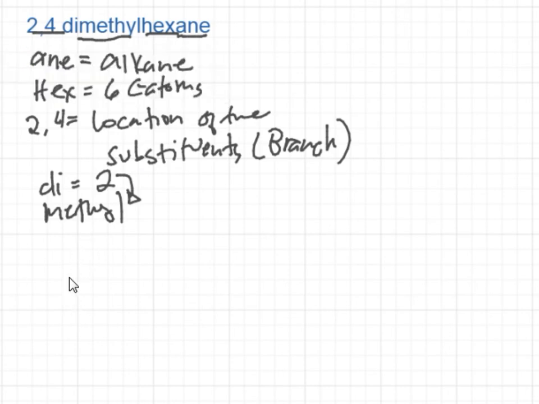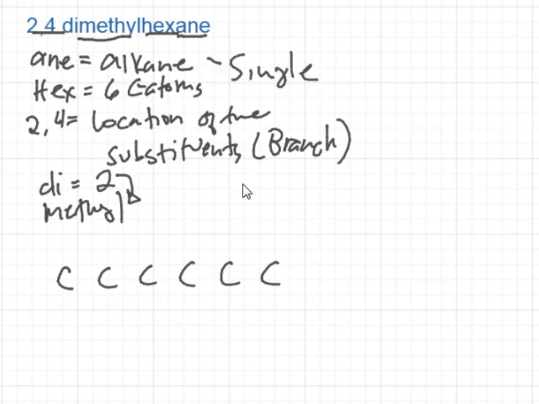So, there are 6 carbon atoms. 1, 2, 3, 4, 5, and then 6. Since it's an alkane, single bond, don't forget this. So, 1, 2, 3, 4, 5. So, how about the methyl compound? Dalawa yung methyl kasi dimethyl. Okay? They are located at 2 and 4.